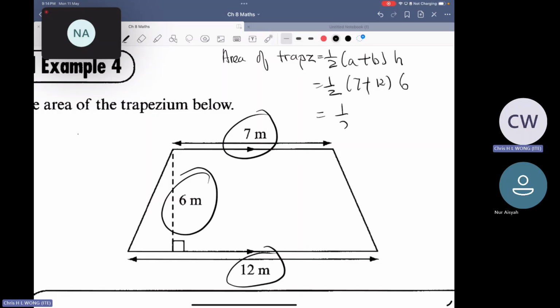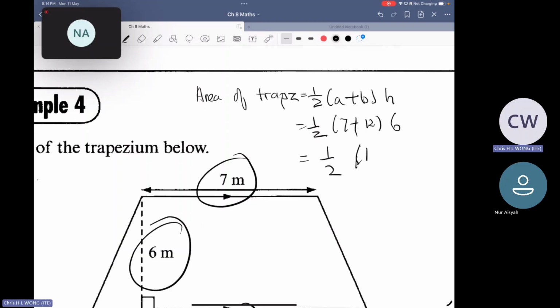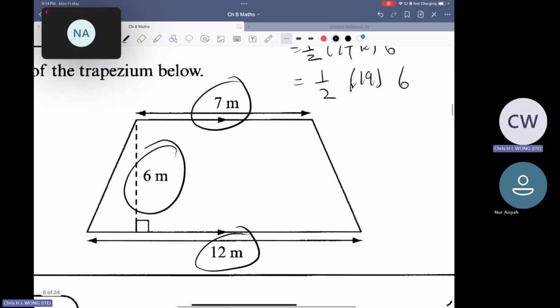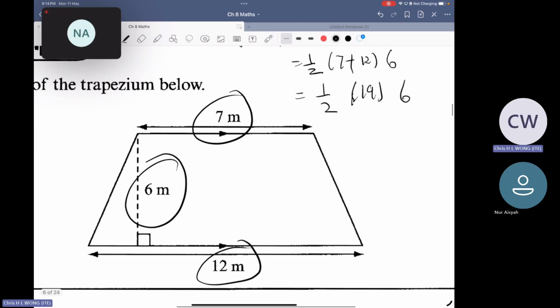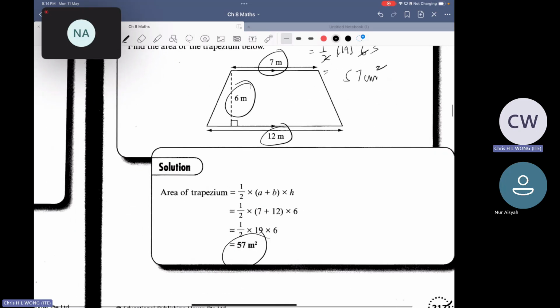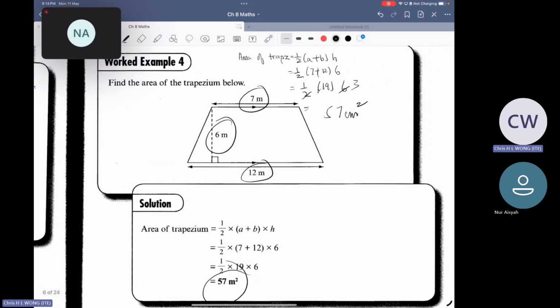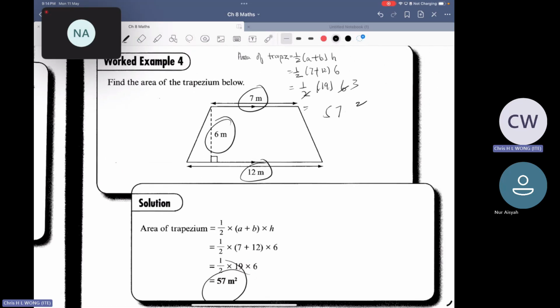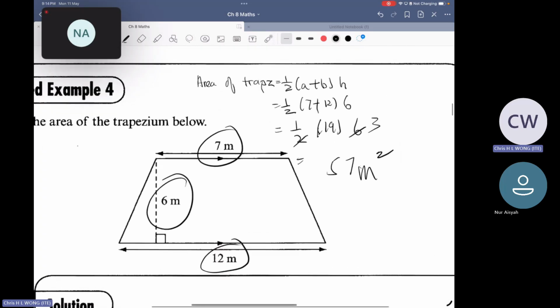Equals to half, 12 plus 7, 19, bracket 19, 6. Equals to, cancel 2 and 3, 3. 19 times 3, 9 times 3, 27, 57, right? Area, cm, cm what? Square. Answer. Is it cm? Sorry, meter, my mistake. Meter square. That easy? Yeah.